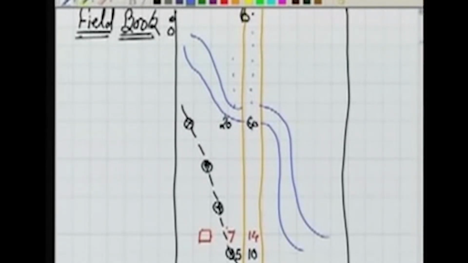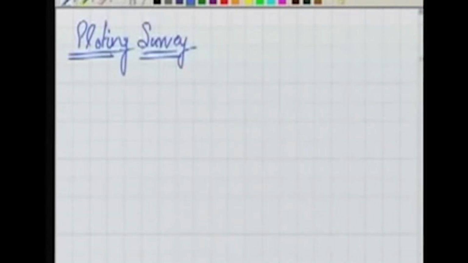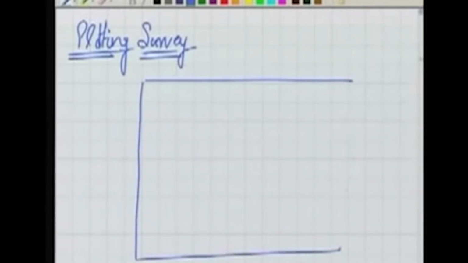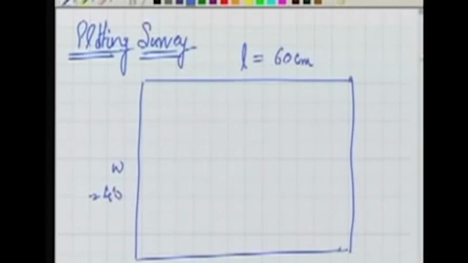Well, we start with, again, in my field book, there are 2 stations, A and B, which are at a certain distance. We have already measured the distance between A and B, which was some value. So in my plot, this is the drawing sheet. Drawing sheet will have certain dimensions, some length, some width. Let us say it is 60 centimeter and this is 45 centimeters.